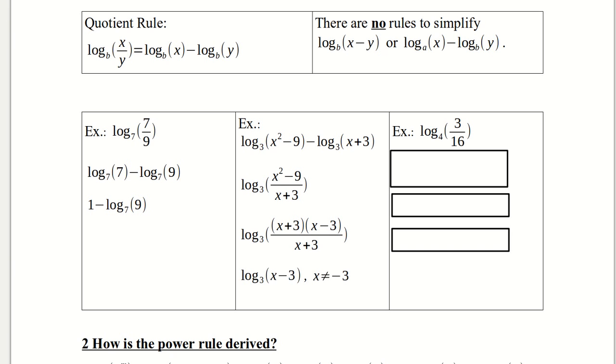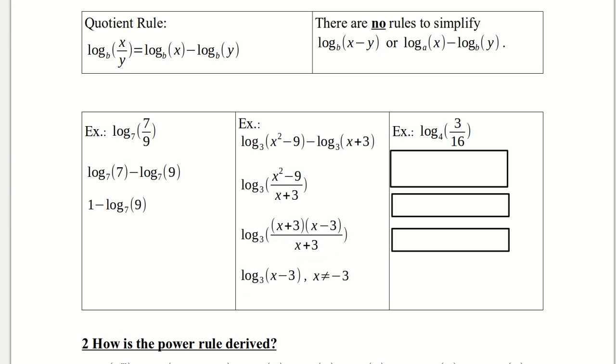That leaves us with the log base 3 of x minus 3, with the reminder that x cannot be negative 3. And that's certainly because we cannot divide by 0. So that x plus 3 in the denominator is 0 when x is negative 3. So we can't have that. So x cannot be negative 3.